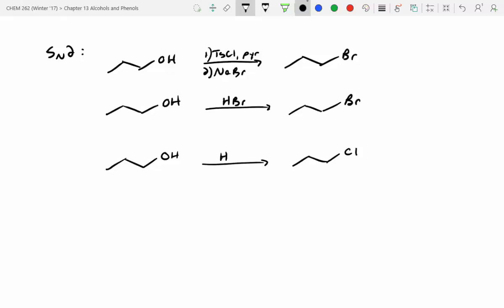We can do this using the tosyl chloride method, or we can throw HCl at it. However, if we use HCl, we also have to use zinc chloride. The zinc chloride in this case will act as a catalyst, and it will allow this reaction to occur more readily. One problem with this, though, I'll put a little asterisk over here, is this only works with water-soluble alcohols.